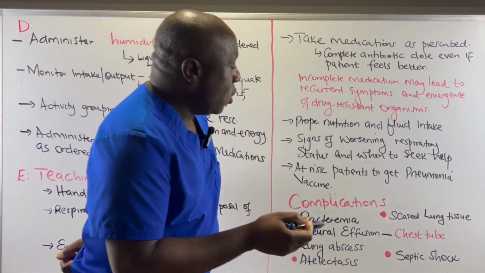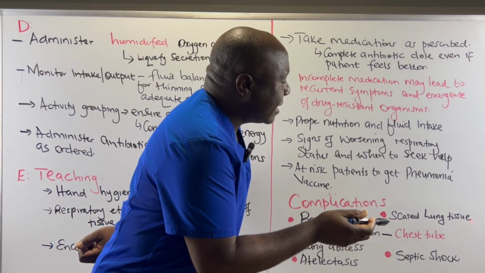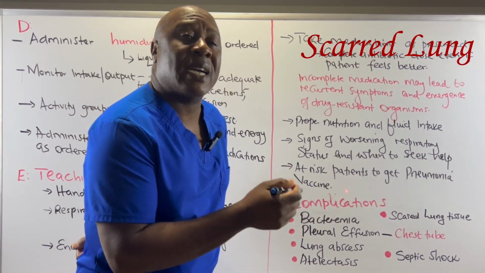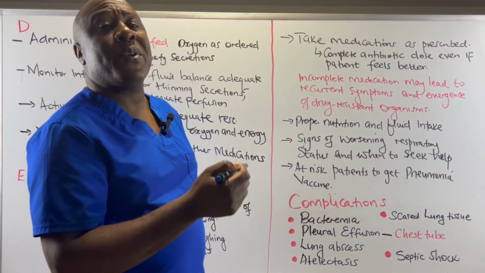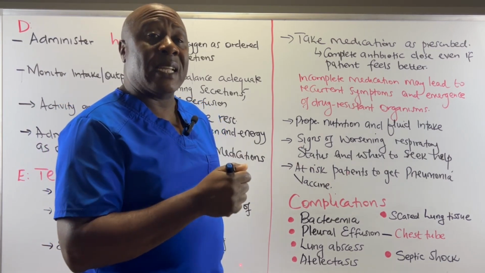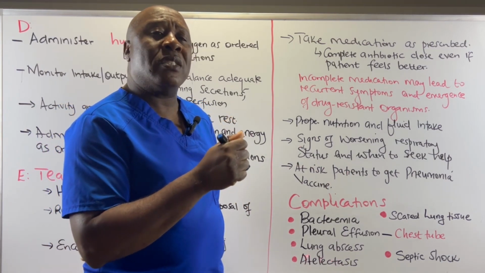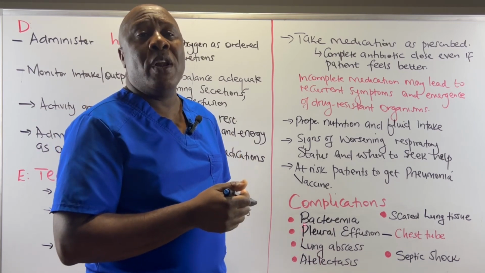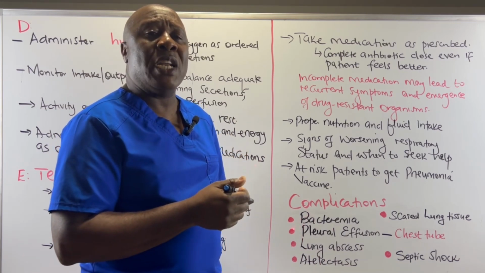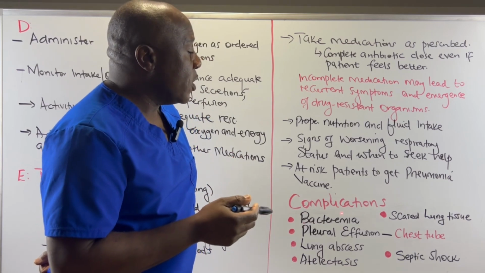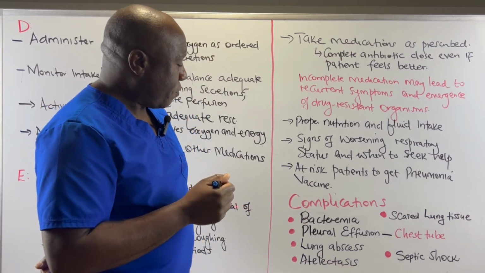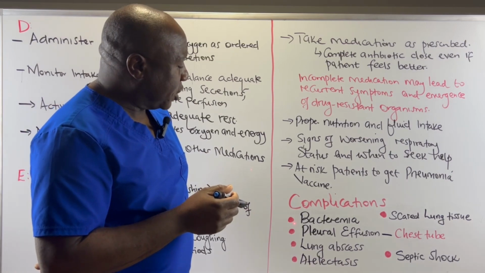Number two, another complication is scarred lung tissue. This is simply a lung tissue with scars. Now, sometimes when you aspirate stomach contents, they are acidic. And when they go to the lungs, they cause this lung to develop scars. And remember, a lung with scars will not be very adequate in oxygen exchange. So we might have scarred lung tissue, which is going to impair our oxygenation.